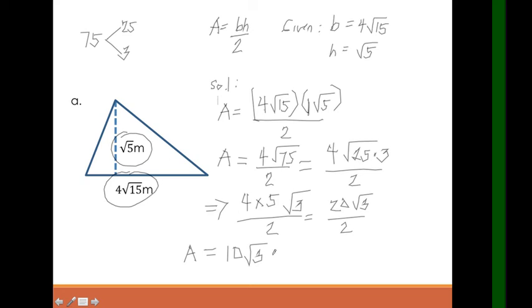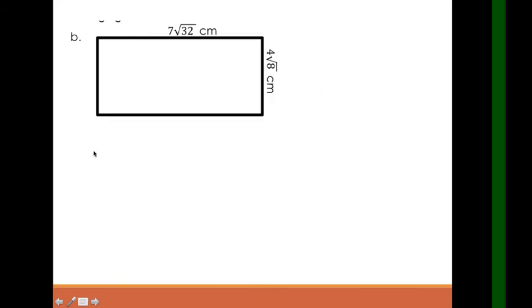And then the unit we used is meter. So we will use square meter. Why square meter? Because we are talking about area, so it has a square. Okay, so this is the final answer in finding the area of the given triangle. Is that clear? Okay, now let's have the other one.